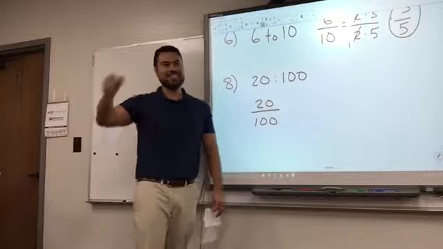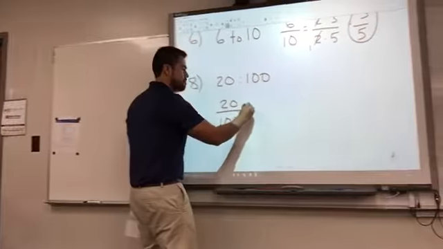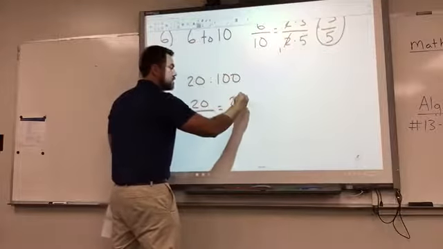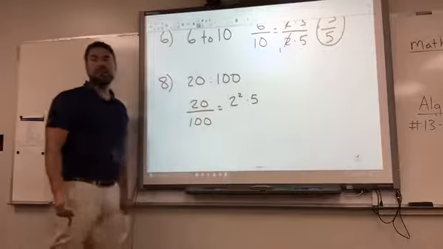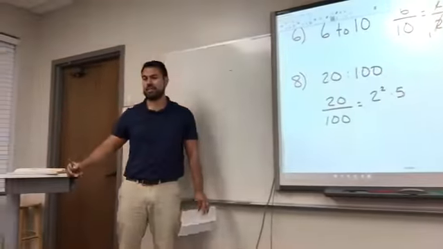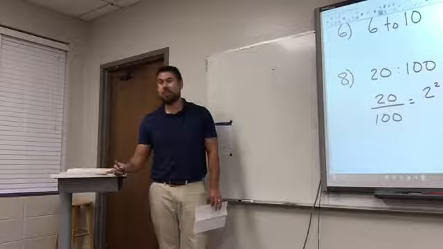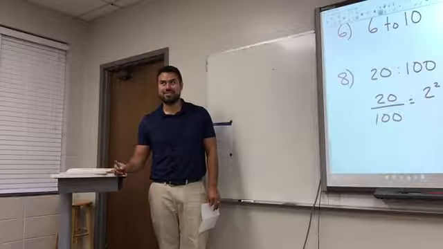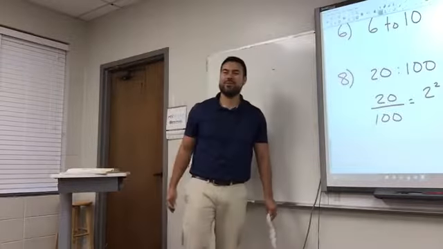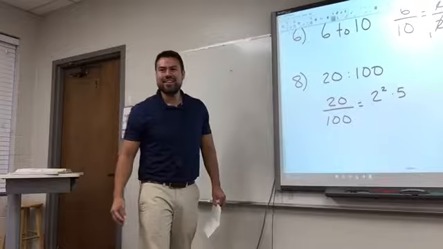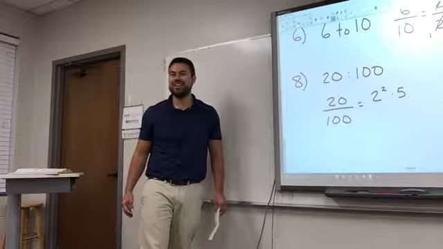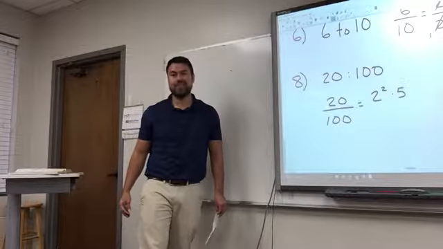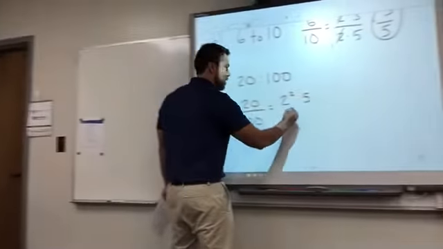Look at you guys. You get this here. Yes, Rachel? 2 to the second power times 5. Now, how many of you almost did it automatically? Okay. Does anyone know what 100's prime factorization is? Peter? He's doing it in his head. 2 squared times 5 squared. Okay, 2 squared times 5 squared.